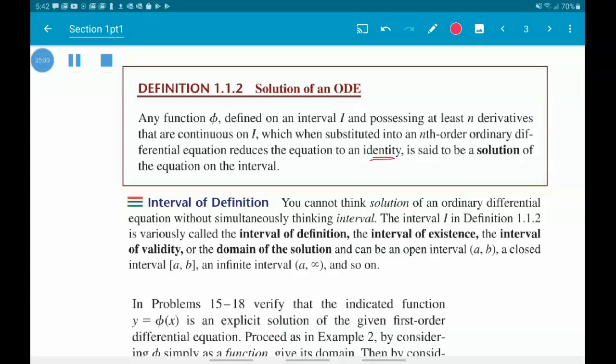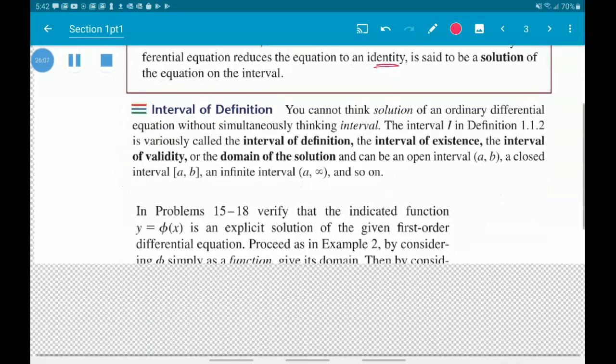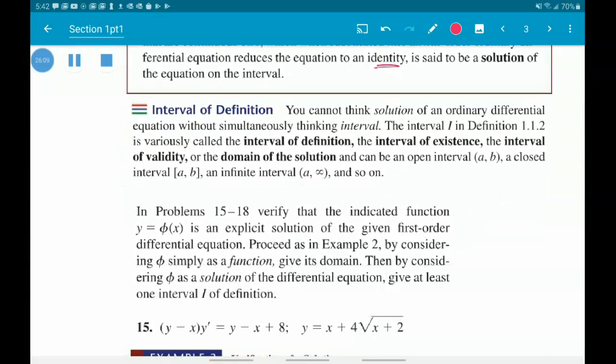So anytime we talk about the solution, we have to also think about the interval where that solution is a valid solution. So you can kind of think about it in a sense as the domain of the solution. And that's what that next paragraph is talking about. The interval I that's in that definition above is called the interval of definition, interval of existence, interval of validity. I like to call it the domain of the solution.